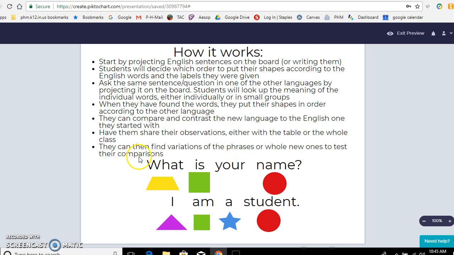But they would start to just put these shapes in order in patterns, and maybe they are finding patterns in the language. So maybe once you've done this for a little while, they can then start to find variations of the phrases or whole new ones to test their comparison. So instead of using phrases that I give them, they can start to research their own. Maybe they want to know the phrase "where's the bathroom?" And they could look that up themselves. Or maybe they want to know how to say "how are you?" And they could look that one up as well. So you can kind of just adapt and vary this lesson any way you want to.